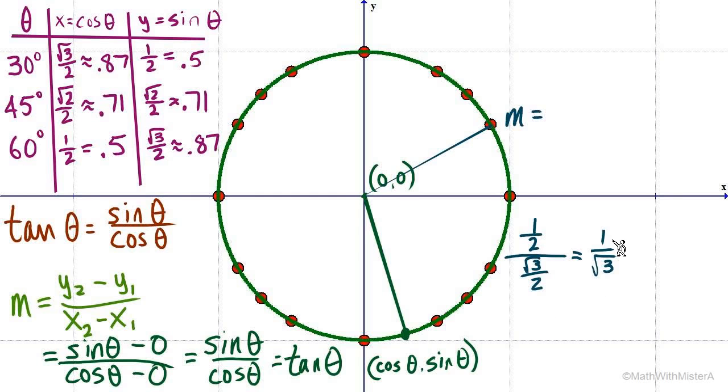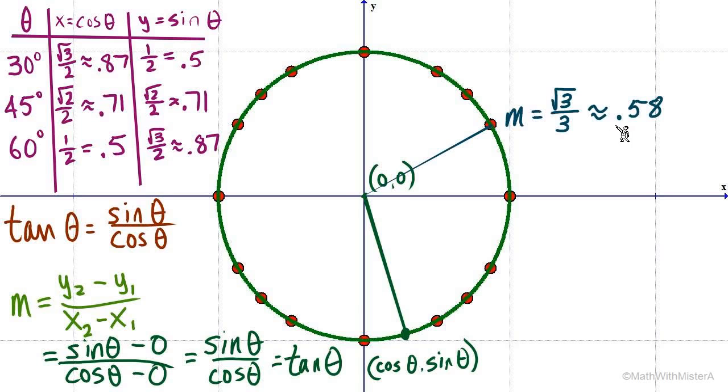Now let's rationalize the denominator, multiply top and bottom by radical 3. We get a result of radical 3 over 3. And for a decimal approximation, about 0.58. At 45 degrees, y over x, that's the same numerator and denominator, it equals 1. Or perhaps you even remember from first learning about slope that a 45-degree angle is a slope of 1.